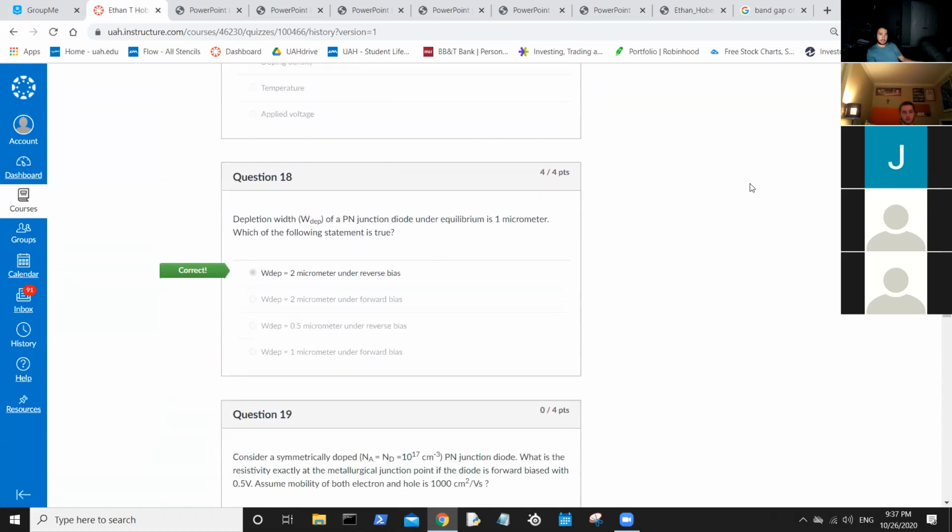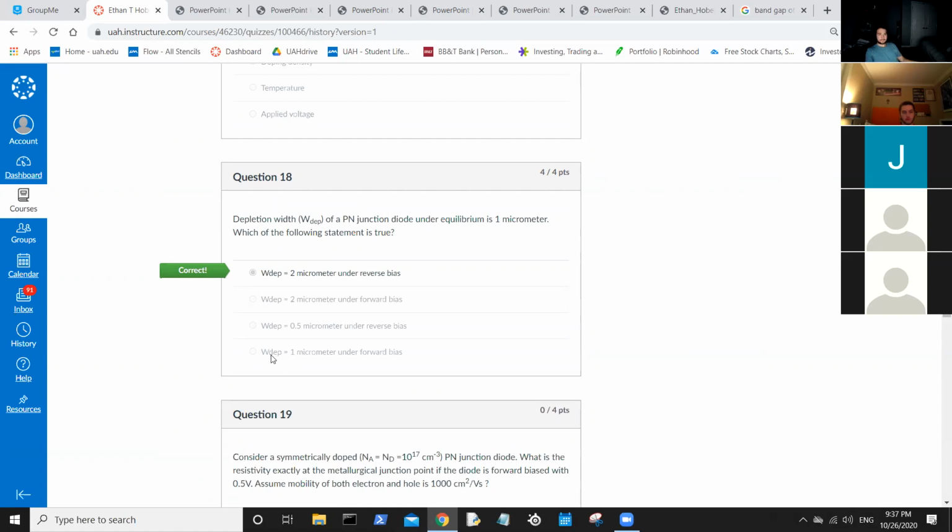Now we get to question 18. The depletion width of a PN junction diode under equilibrium is 1 micrometer. Which of the following statements is true? The depletion region is equal to 2 micrometers under reverse bias. I'll tell you why I knew not to pick the other ones instead of why I picked this one. There's no math you can do here. This is a full-on concept question. Given just the depletion width and nothing else, there's no way to calculate any other numbers. You'd need applied voltages. So this is all concept.